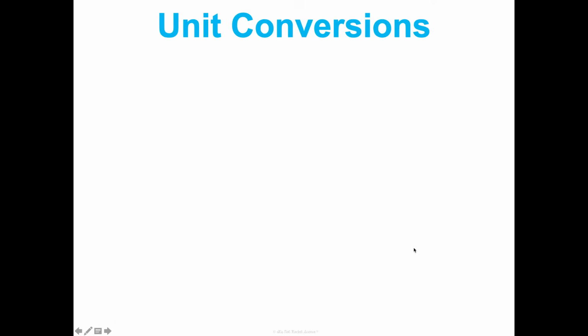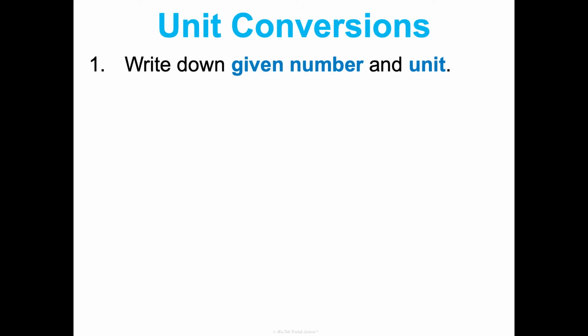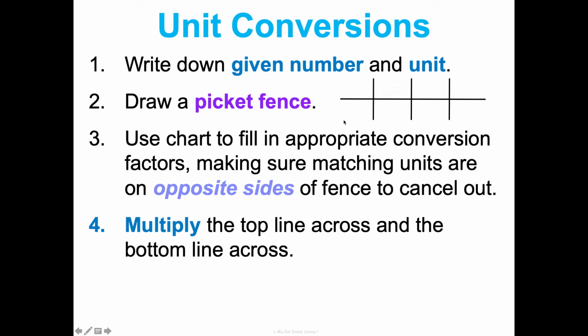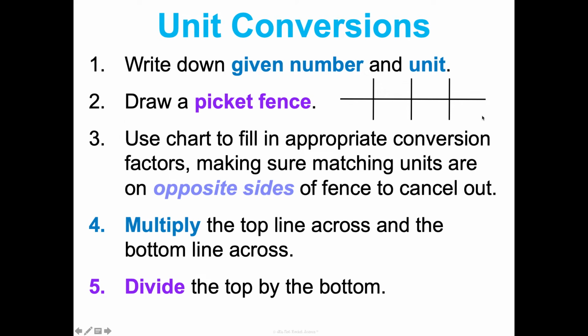sense. Okay, now there's a foolproof process you can use every time you need to make a conversion like this. So first, you're going to write down the given number and unit. Then you're going to draw a picket fence, something like this. And then you're going to use a chart to fill in appropriate conversion factors. These are going to be given to you. I'm not expecting you to memorize these. And the most important thing here is you want the units to be on opposite sides of the fence so that they'll cancel out. This will make sense in a second. Then you multiply across the top and across the bottom, and then divide top and bottom, and that will get you your answer. Okay, this is one of those things, I promise, it's much easier when you're actually doing it.